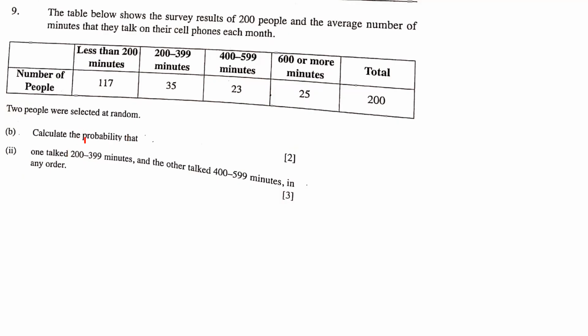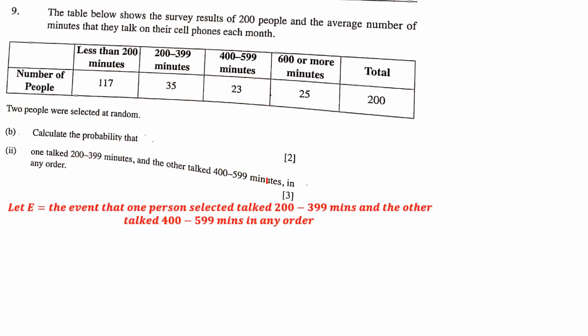It says calculate the probability. So two people were selected at random. Calculate the probability that one talked 200 to 399 minutes and the other talked 400 to 599 minutes, in any order. Okay. So let's say that we selected one person who talked 200 to 399 minutes. Let's say that we selected that person first.